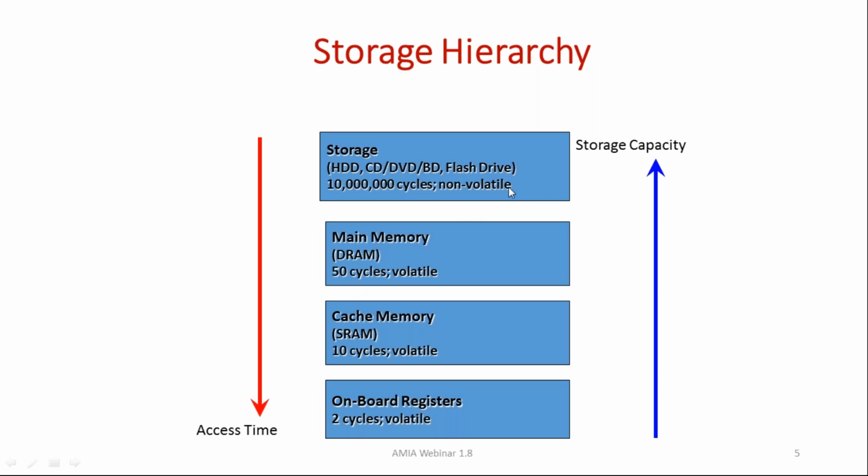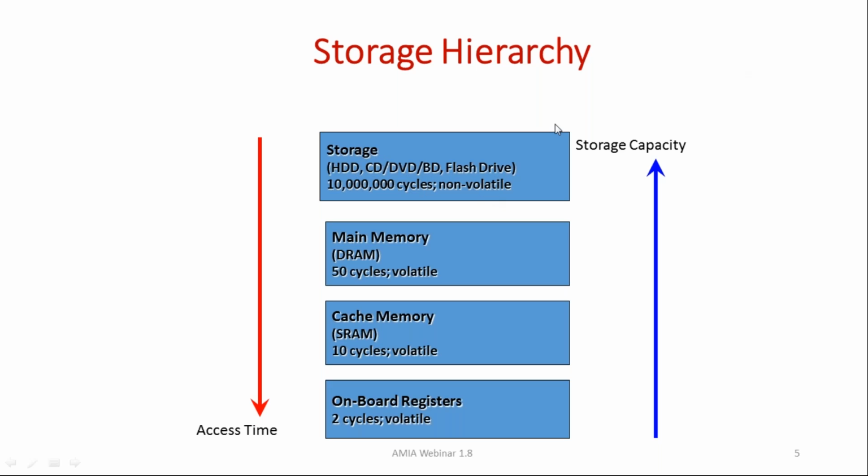On the very top of that, we have hard disk drives, CD, DVD, Blu-ray disc, so the optical drives here, and we have flash drives. The nice thing about these forms of storage is that they are non-volatile. So what we need to have last for a long time is stored there. Unfortunately, this stuff is extremely slow. Notice 10 million cycles versus 50. It's many orders of magnitude slower than main memory or cache memory or onboard registers.